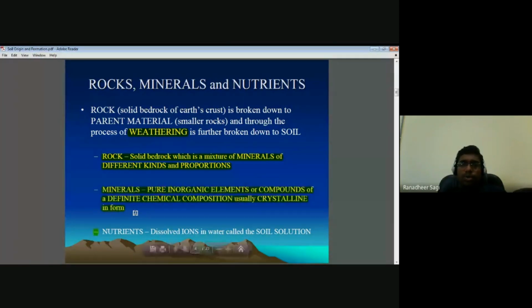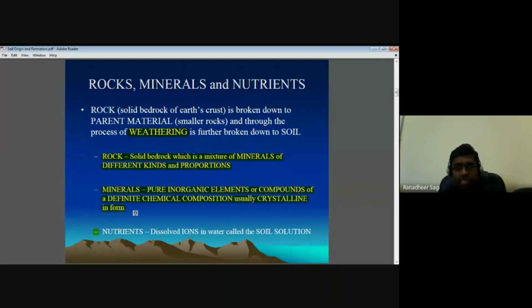Minerals, which are pure inorganic elements or compounds of a definite chemical composition, are usually crystalline in form. If you explore how many minerals are available in our earth crust, you will find there are some thousands to lakhs of minerals in the literature. However, not all of them are predominantly available. Certain minerals in some types of soils are very predominant, whereas certain minerals are very limited. And not all minerals are problematic when present in soil. All that, we'll try to revise from the previous courses.